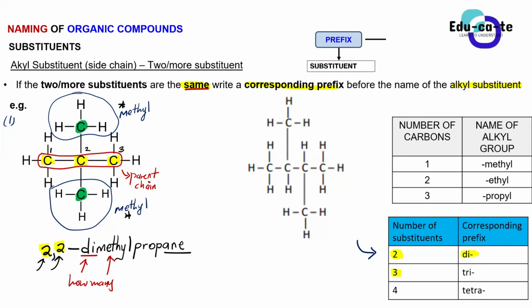So it is very significant that if you have 2 or more substituents and they are the same or identical, write their positions first. Tell us where they are found one by one.